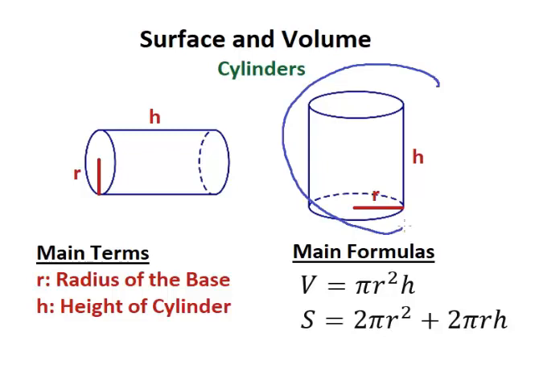So if you move or rotate the cylinder in another way, well, this will be the height and this will be the radius. As well as in here, it could also be the radius. So let's see. The two formulas we're going to be using: the formula for volume is pi r square h, and the formula for surface area is 2 pi r square plus 2 pi r h.